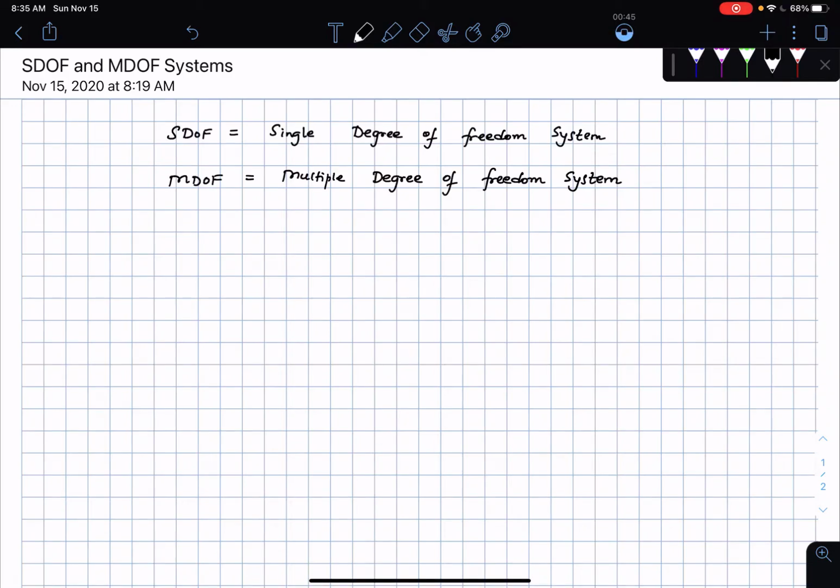We will typically limit ourselves to studying 2 degree of freedom systems. But to start off the proceedings, we're going to look at a single degree of freedom system. So first things first, single degree of freedom systems, and we're going to look at this from the perspective of mechanical vibrations.